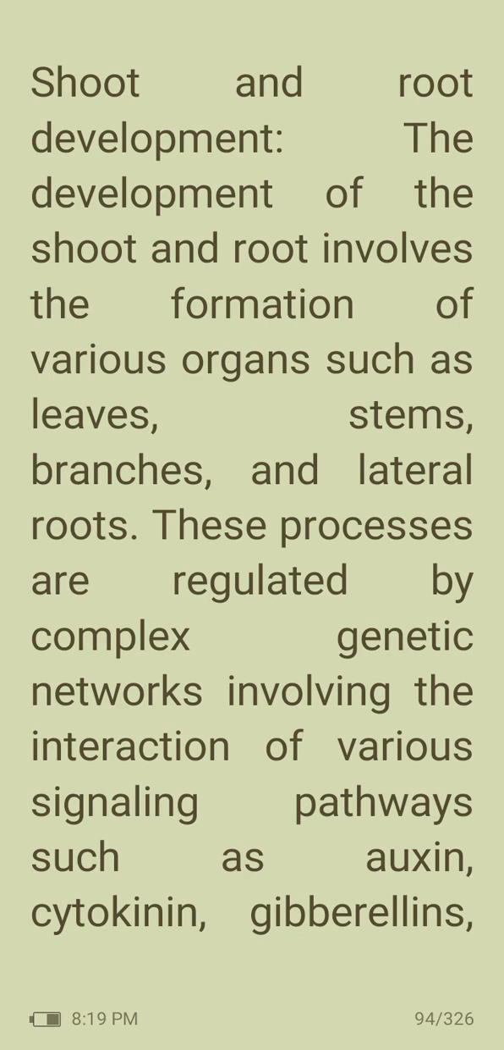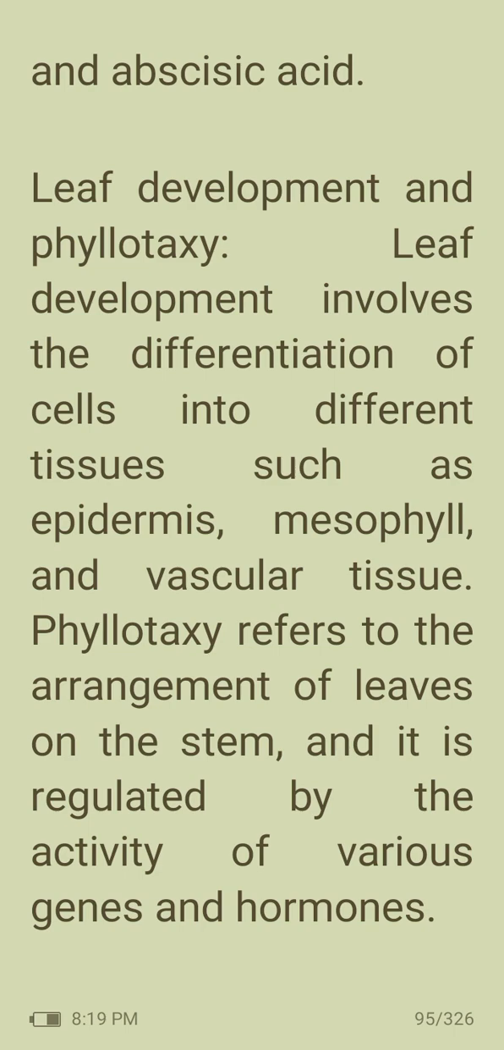Shoot and root development. The development of the shoot and root involves the formation of various organs such as leaves, stems, branches, and lateral roots. These processes are regulated by complex genetic networks involving the interaction of various signaling pathways such as auxin, cytokinin, gibberellins, and abscisic acid.